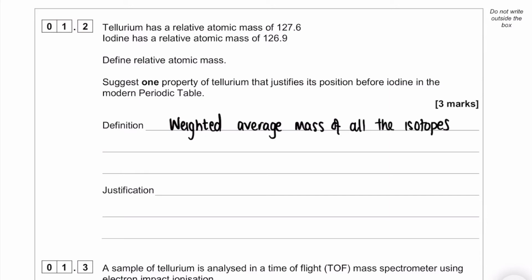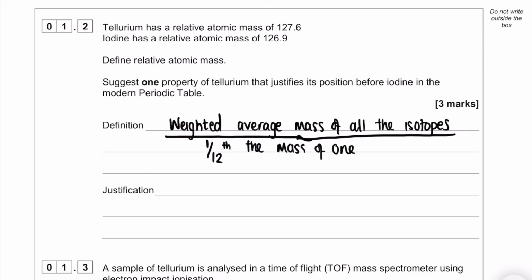relative to, so I'm going to use a divide sign, a fraction, relative to 1/12. Now, everything on this bottom line is super important. The mass of one atom of carbon-12. There's almost 4 things you need on that bottom line: 1/12, the mass, one atom, carbon-12.